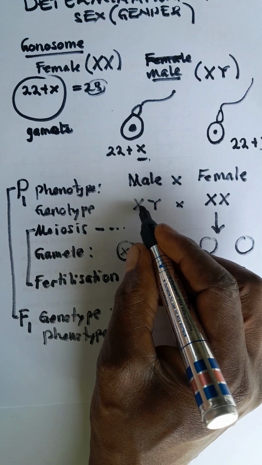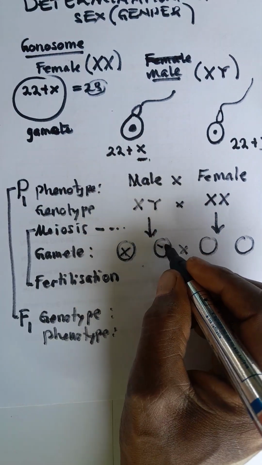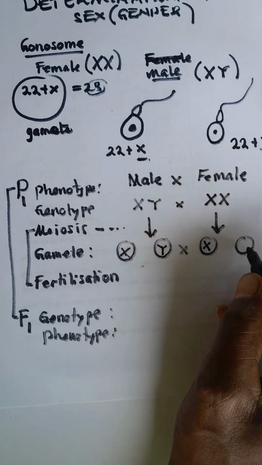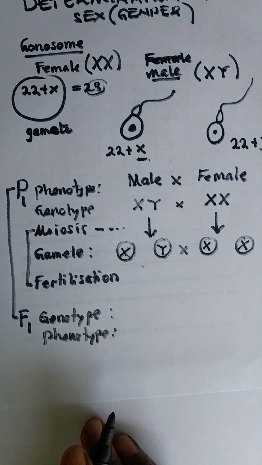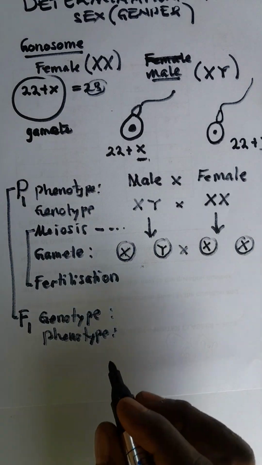That is why this factor goes there, and this factor goes there. That factor goes there, and that factor goes there. Remember, these factors, as Mendel named them, are alleles. I guess you're familiar with that.